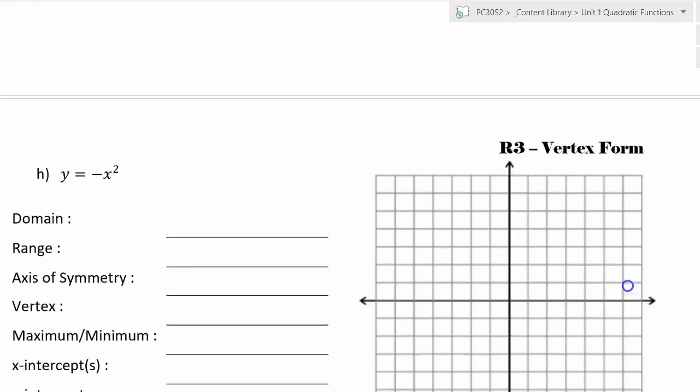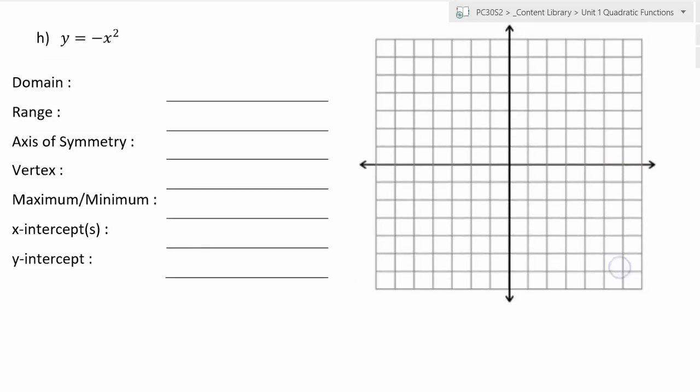Now our last example is negative a. A is negative 1. P and Q are still 0. So my vertex is 0, 0. My axis of symmetry is x equals 0. My graph, though, is opening down, which means that I'm going to actually have a maximum. Okay, it's a little sad graph instead at my y value of 0.